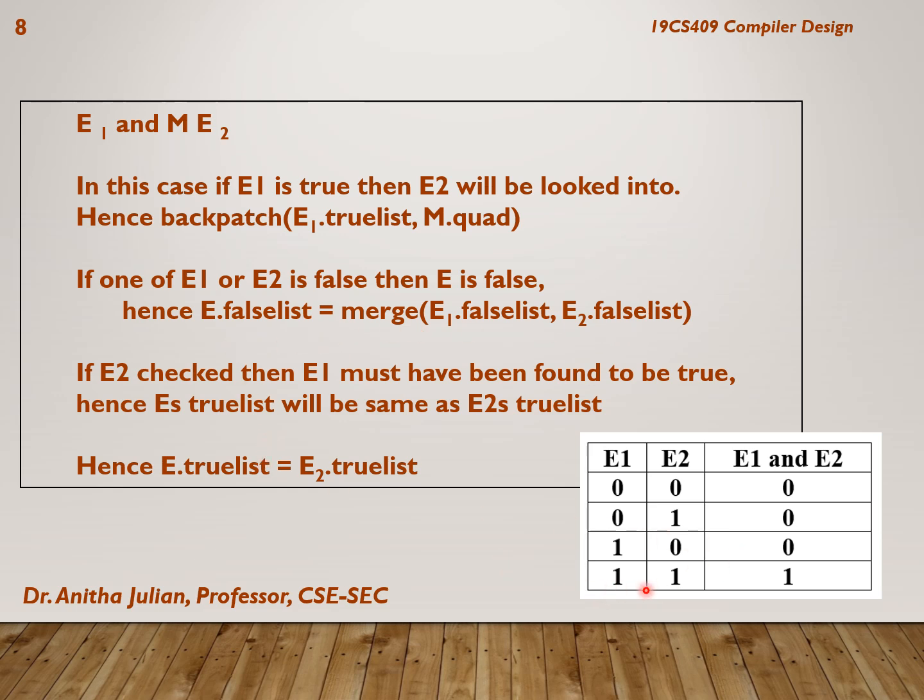And when E2 is checked and E1 is already found to be true, then we have this last condition. Both are true. In that case, because E1 is already true, the condition of E2 is now determining the true value. So we are putting E dot true list to be the E2 dot true list. This truth table you already know. The same truth table we are expressing in the form of statements, because only this can be converted into the grammar for the compiler to understand. It is not going to understand the truth table. So we are converting it into statements.